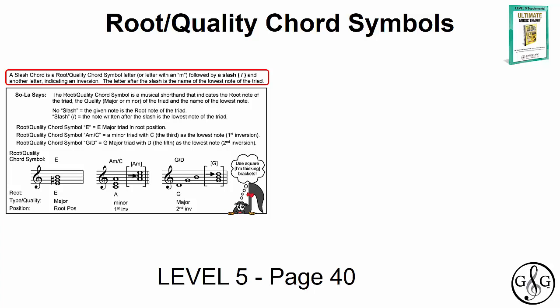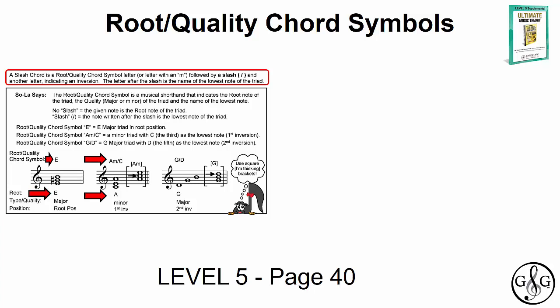So the letter after the slash is the name of the lowest note of the triad. So the root quality chord symbol E indicates E major triad in root position. Next, observing the square I'm thinking brackets, we see A minor triad in root position, indicated by the root quality chord symbol of Am, which means A minor. Now the arrow is pointing to C, and that's indicating the lowest note of the given triad. So the triad is written in first inversion.